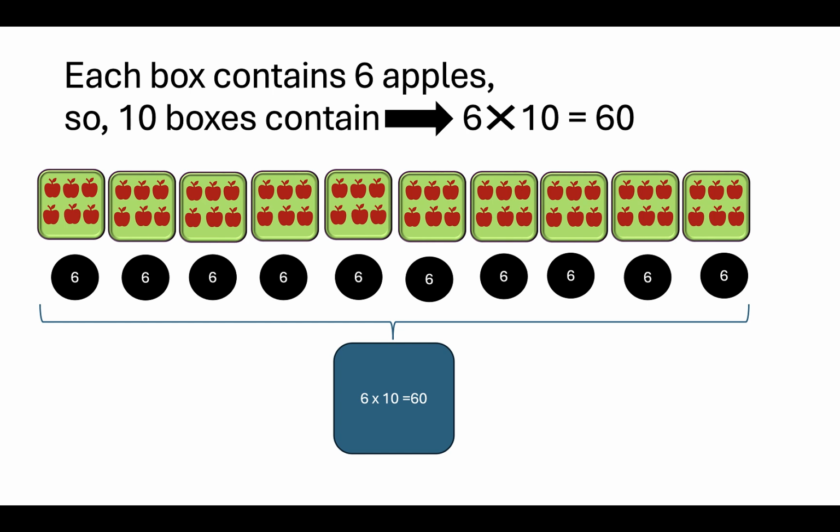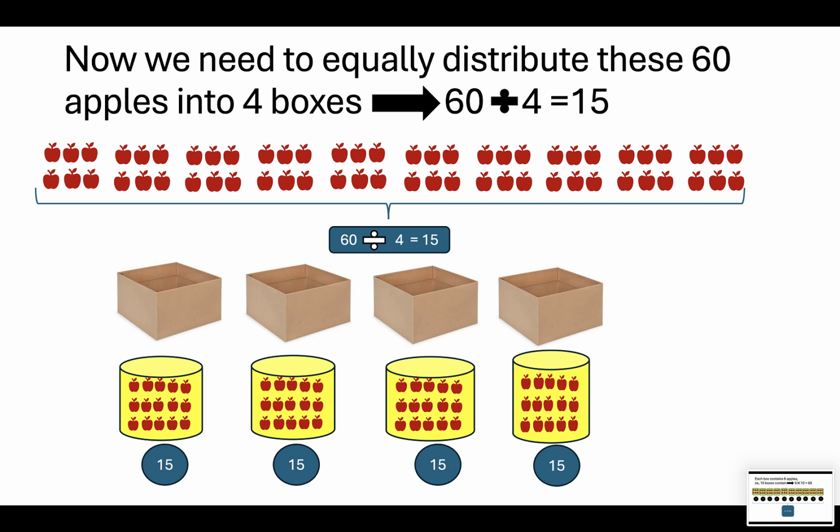Great work! Next, let's divide the 60 apples into 4 bigger boxes. Each big box gets the same number of apples. We divide. 60 divided by 4 equals 15. So, each big box has 15 apples.